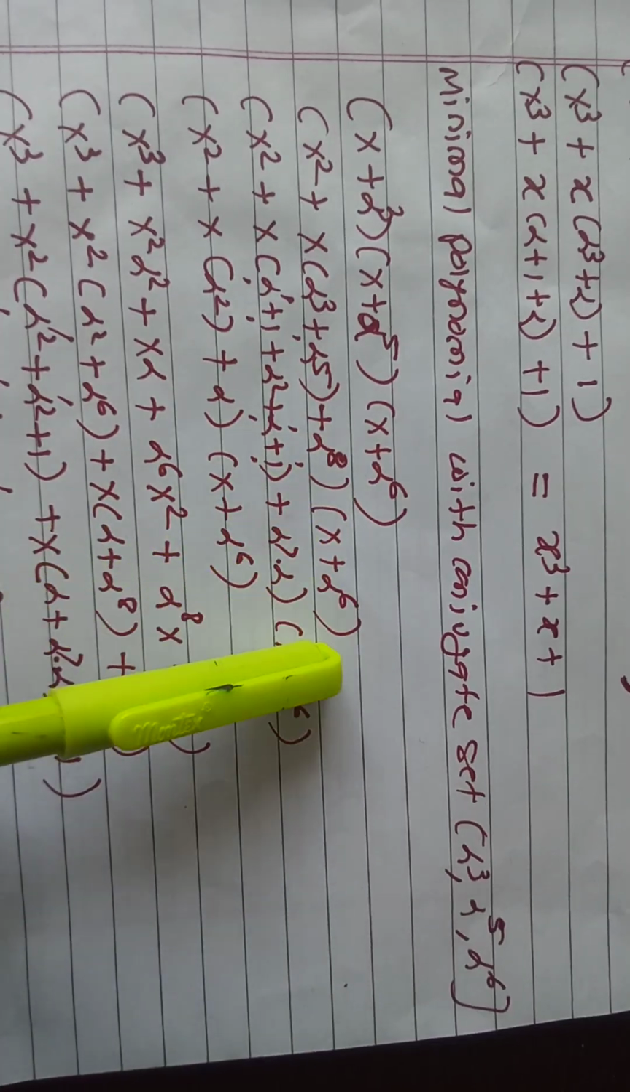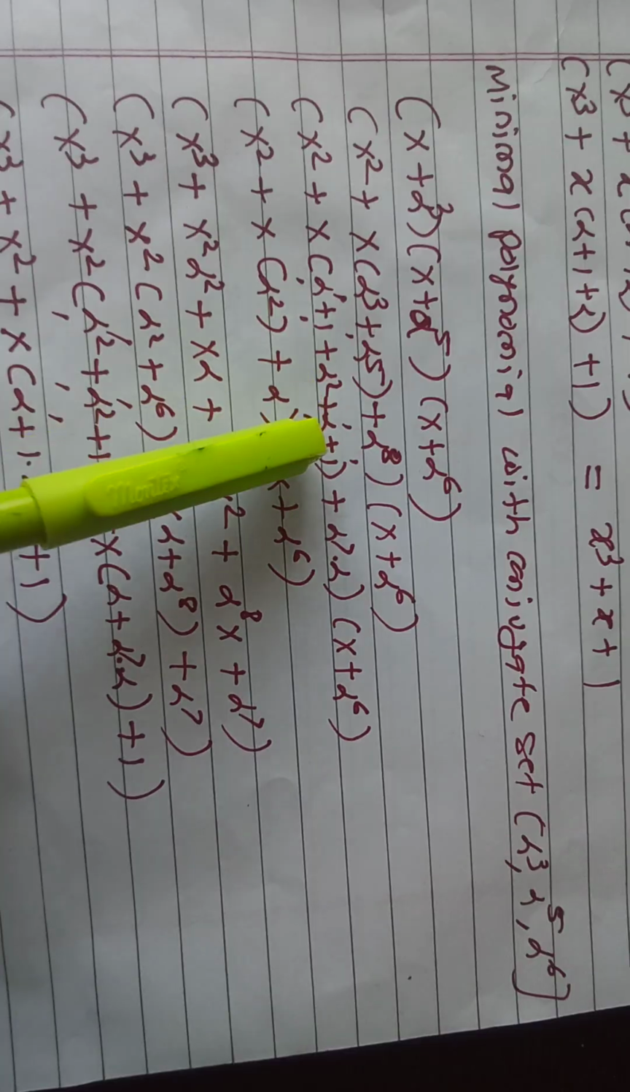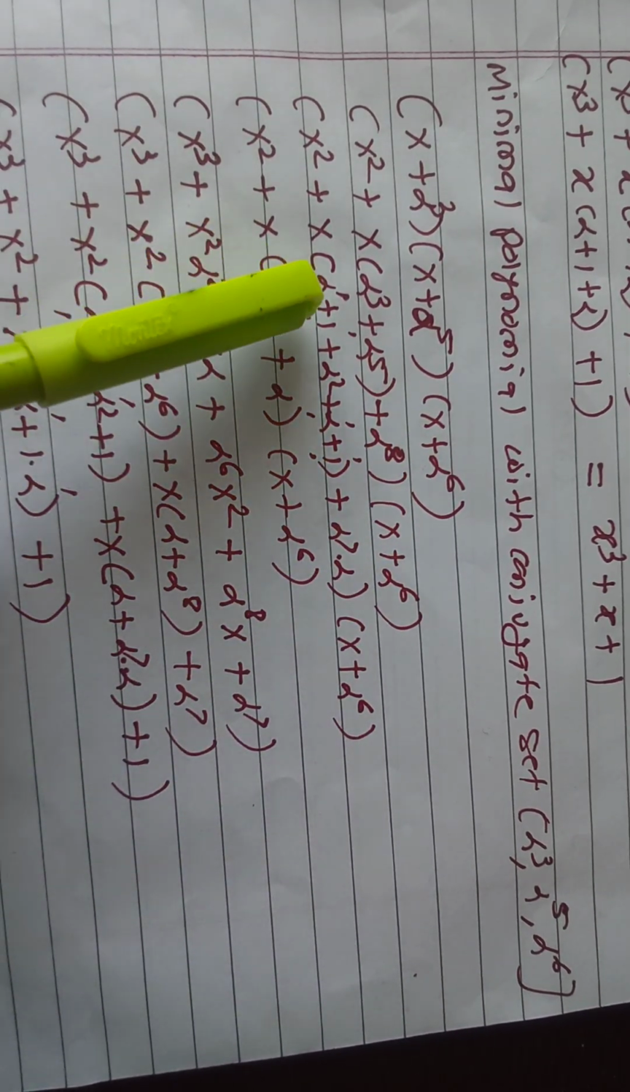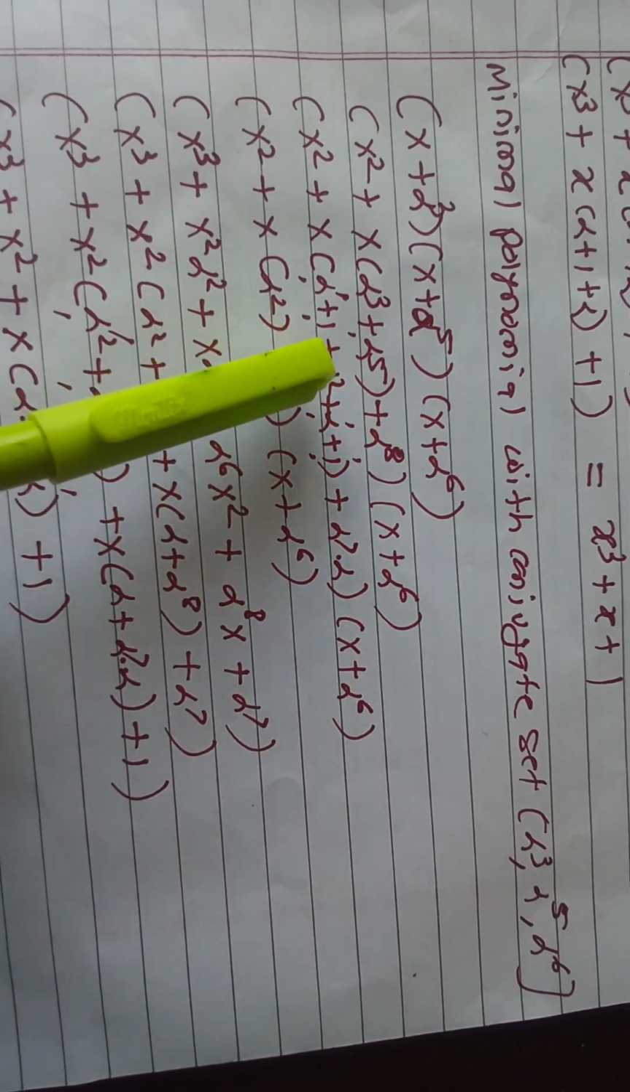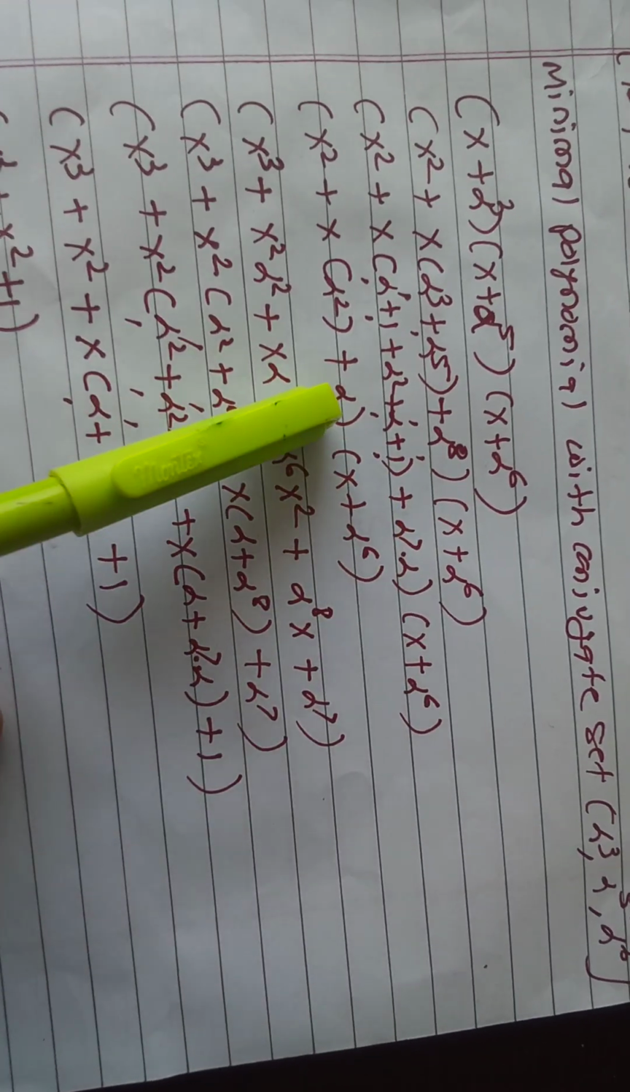So alpha^8 x plus alpha^6 x square plus x. Alpha cube is alpha plus 1, alpha^5 is alpha square plus alpha plus 1, alpha^7 into alpha is alpha^8. So alpha plus alpha gets cancelled out, 1 gets cancelled out, so alpha square. And alpha^7 is 1, so alpha.